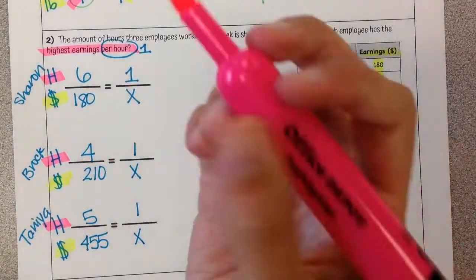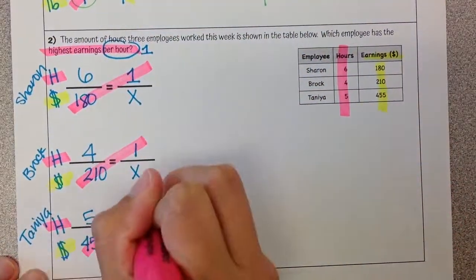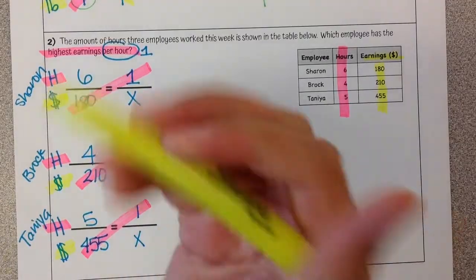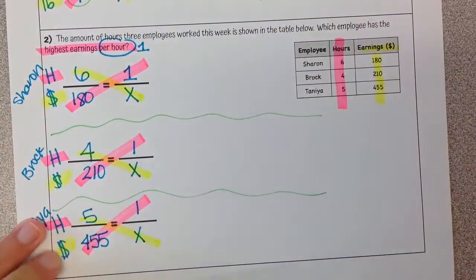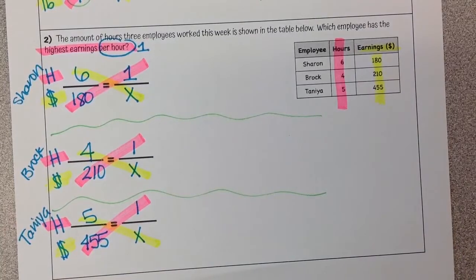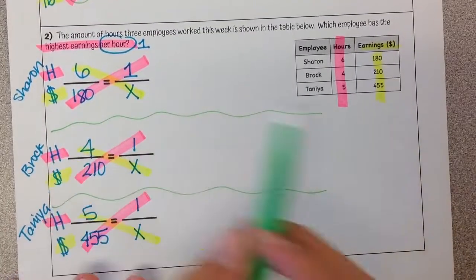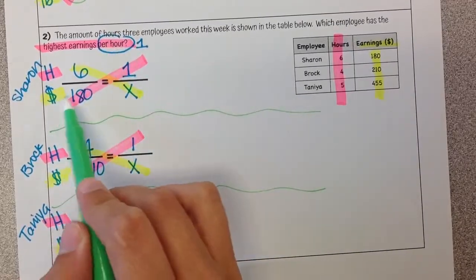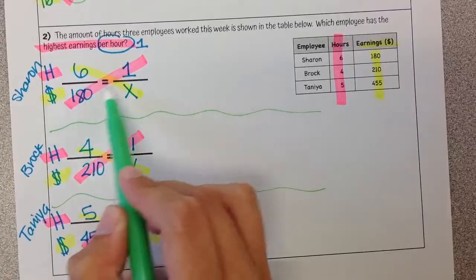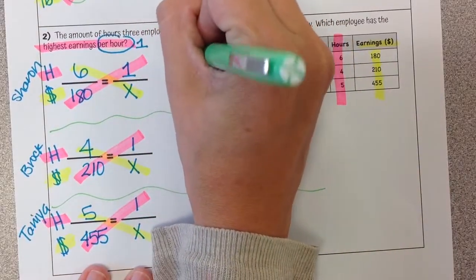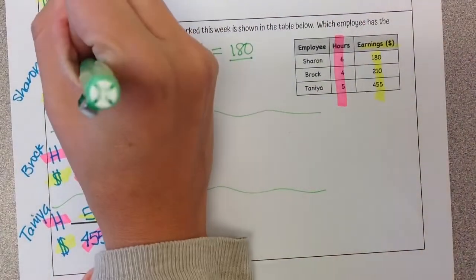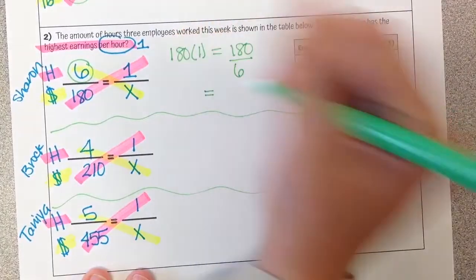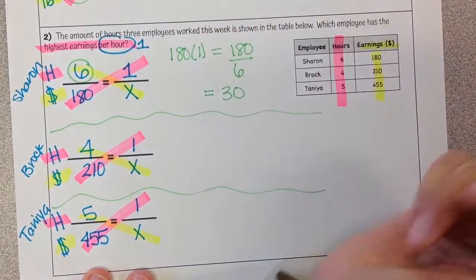So I'm going to highlight my proportion diagonals. And then just like I did up top, I'm going to divide mine a little bit so I can see the different ones I'm comparing. So we are going to multiply the diagonal that has 2 numbers in it. In this case, it's our pink one. So 180 times 1 equals 180. Divide by the number that's in the same diagonal as the variable, which is 6. 180 divided by 6 is 30.